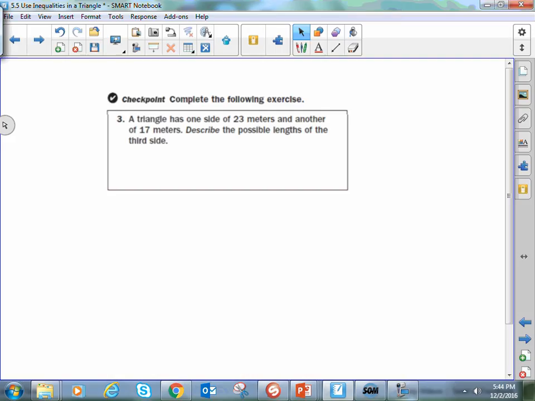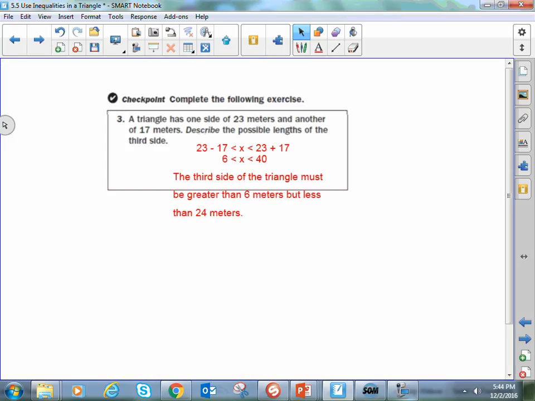What we were just seeing is that the triangle inequality theorem demonstrates that the range of possible lengths of the third side of a triangle is greater than the difference of the two given sides, but also less than the sum of the other two sides, because if it's exactly the difference or exactly the sum, we don't have a triangle. We wind up with a straight line.